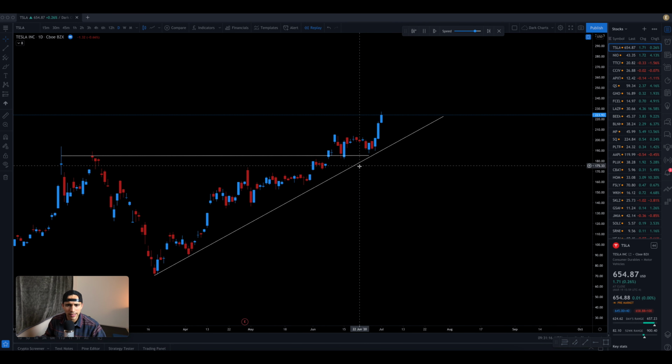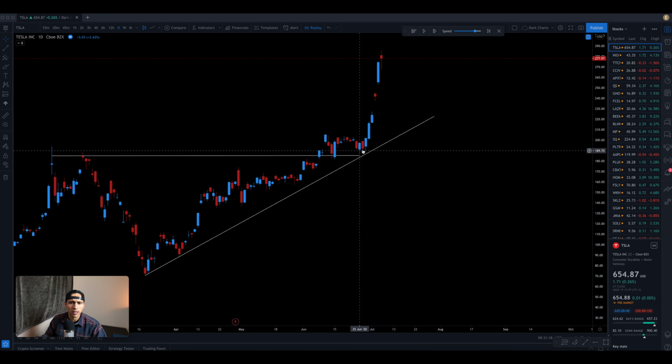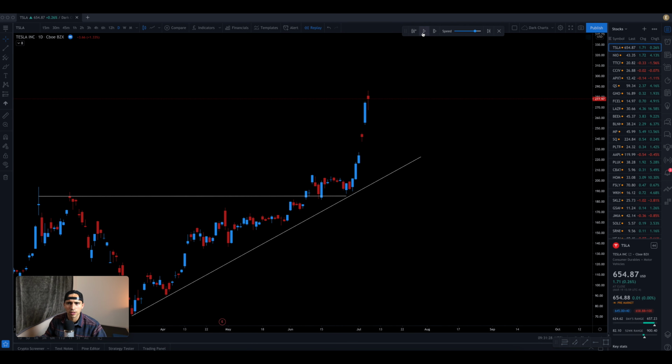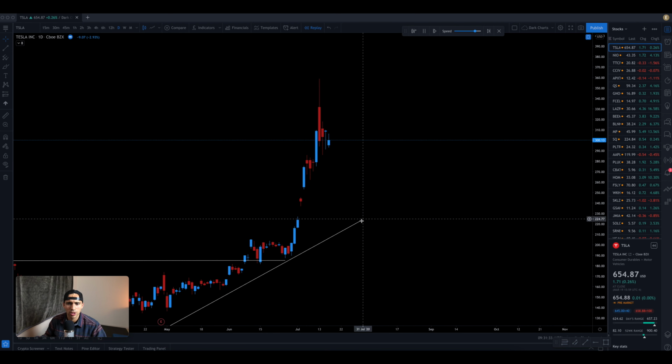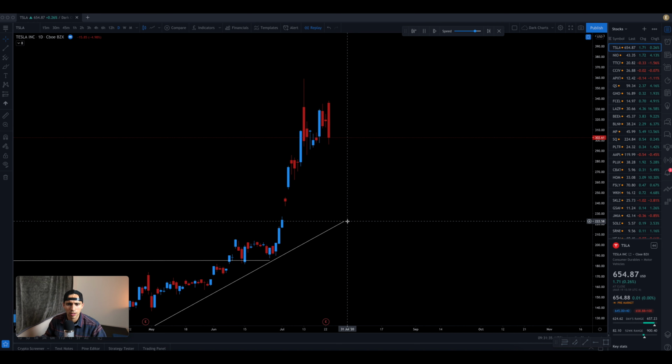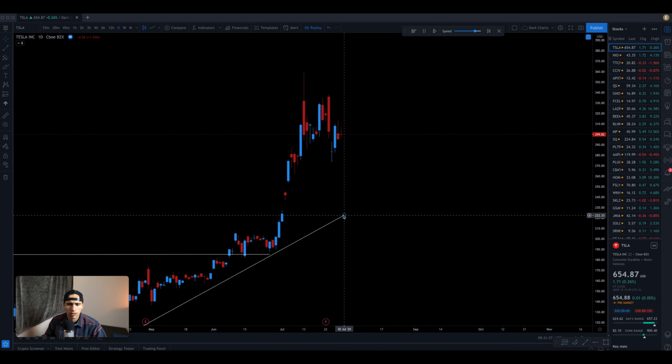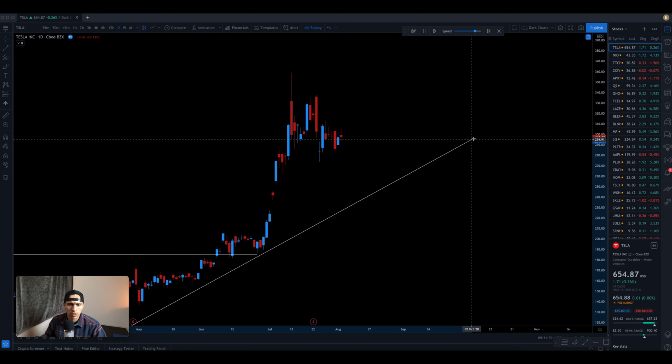All right, so when it's testing it now, see, now you could have even got a better entry because it broke the resistance, it tested the upward trend line, and now it's taken off. All right, here we go. Watch it some more, pushing up, and we can actually connect these.